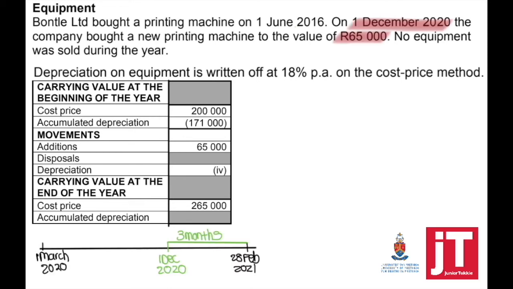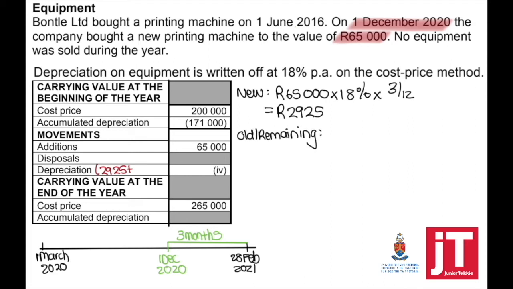To calculate the depreciation on the new, we have to calculate it from the day we've purchased it until the end of the accounting period. So if I count from the 1st of December until 28th February 2021, it is equal to 3 months. So on the new, using the cost, 65,000 times 18% times 3/12 equals 2,925. Now we need to find out the old or the remaining.